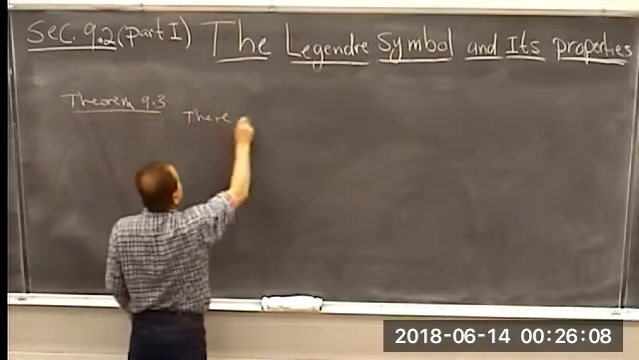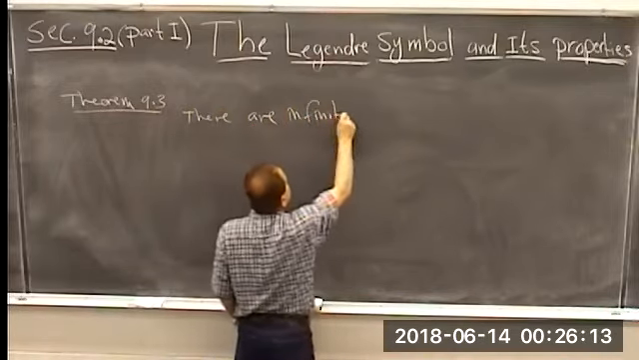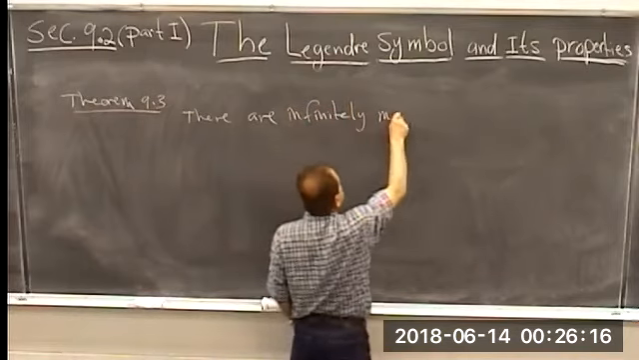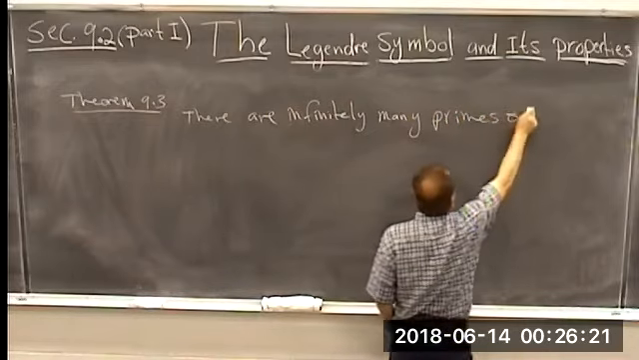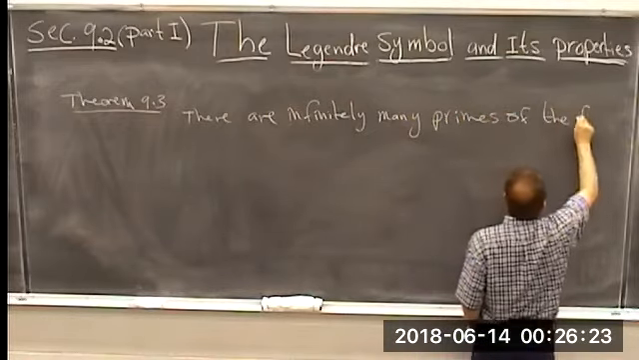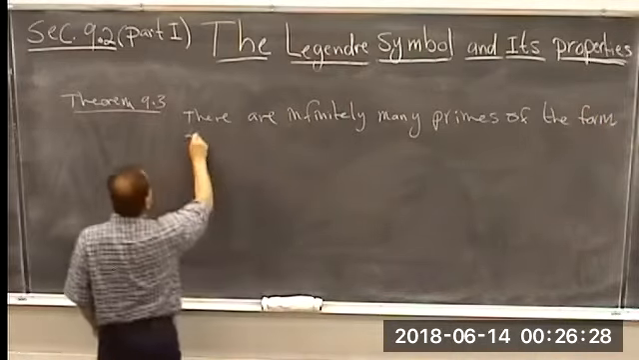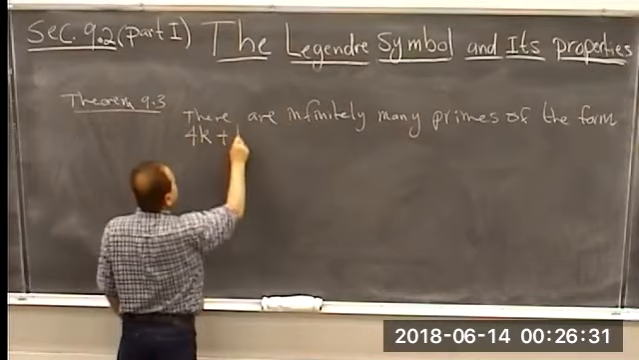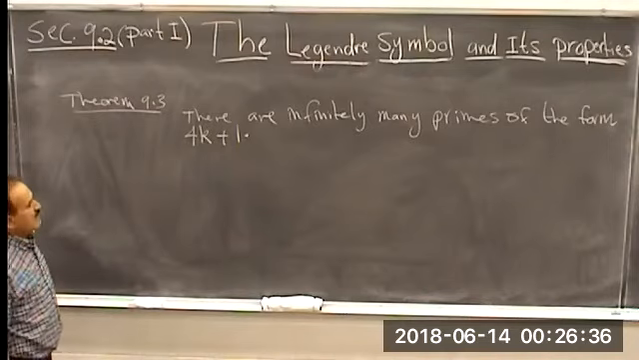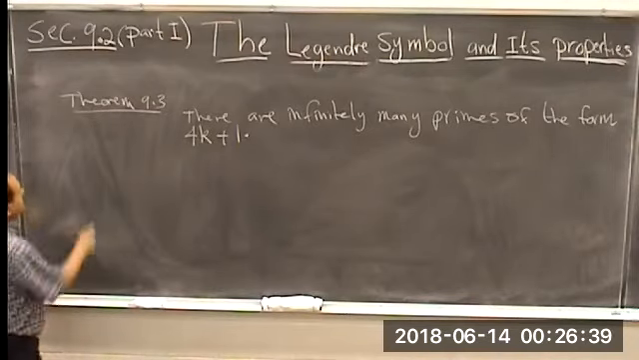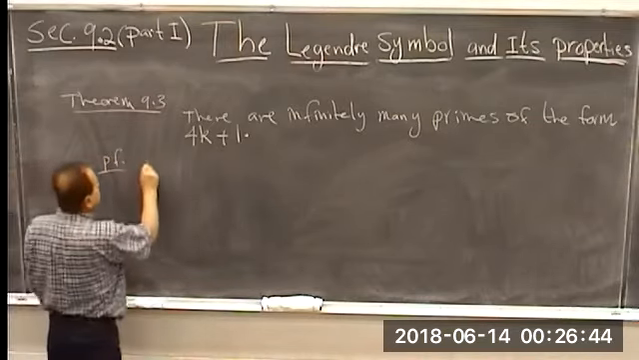So there are infinitely many primes of the form 4k plus 1. There are several proofs for these kinds of problems or questions, and usually the proof is by contradiction.